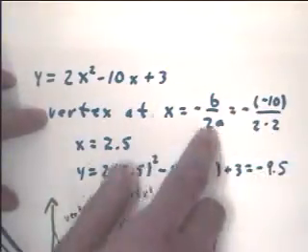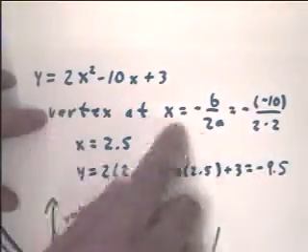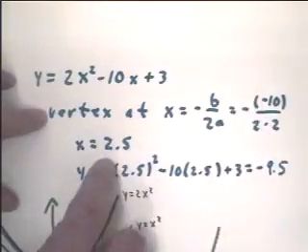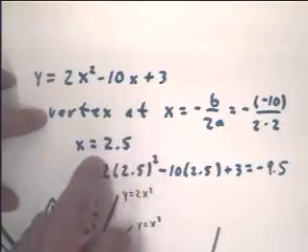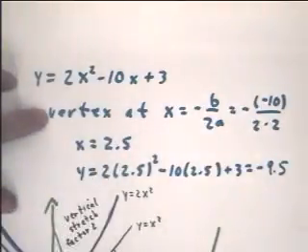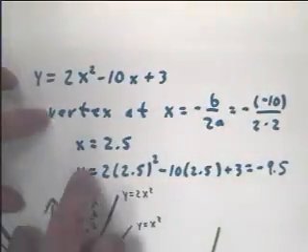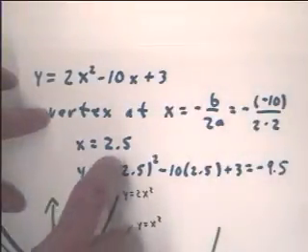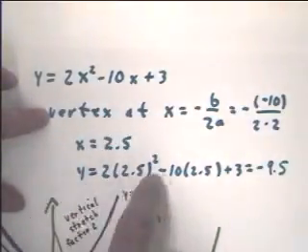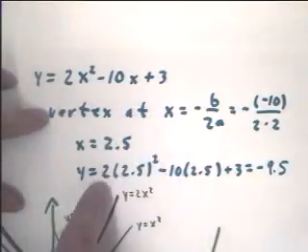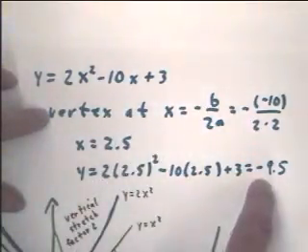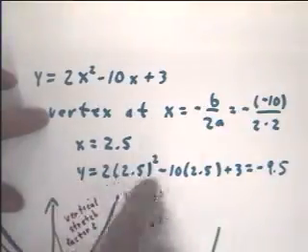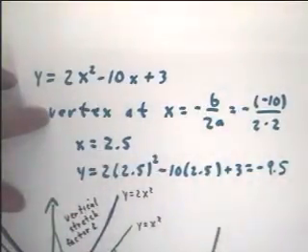We have 2a in the denominator. a is 2, so 2a is 2 times 2. So we have 10 over 4, which is 2.5. That's the x-coordinate of the vertex. The y-coordinate of the vertex is easily enough obtained. We simply substitute the 2.5 for x into the function, and we get y equals negative 9.5, telling us that the vertex lies at x equals 2.5, y equals negative 9.5.